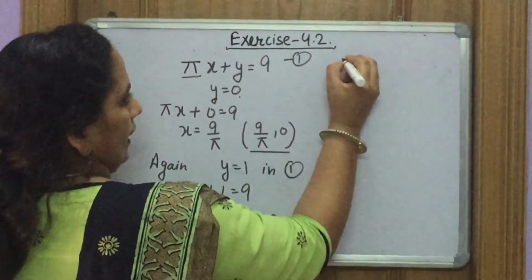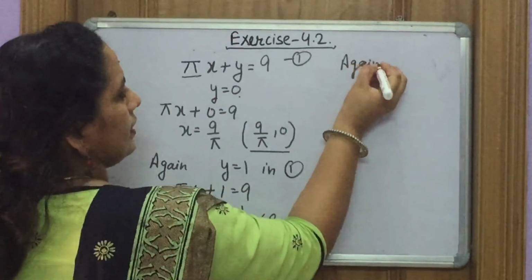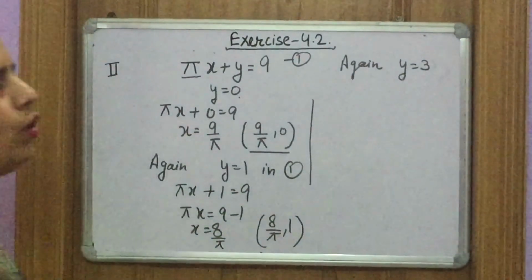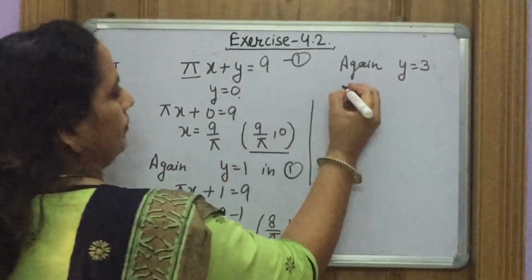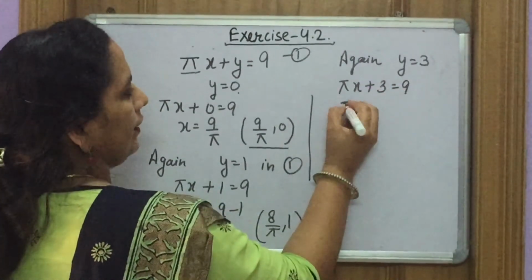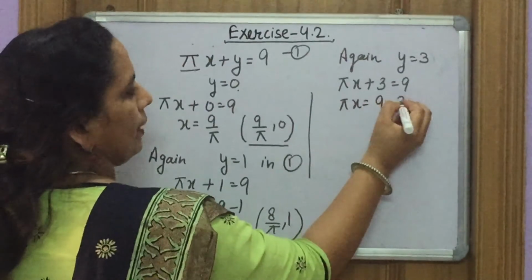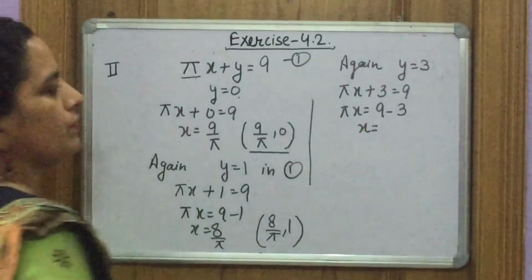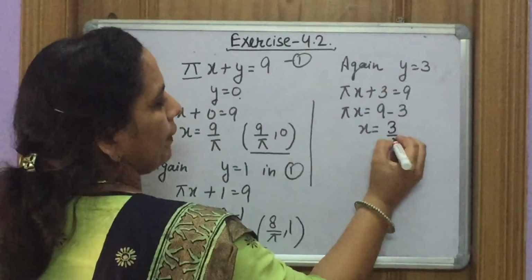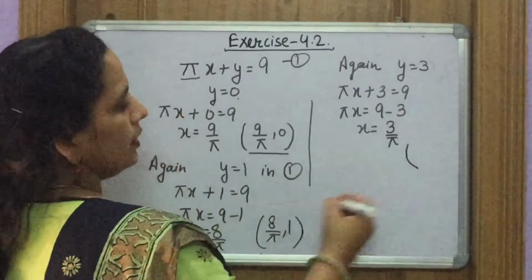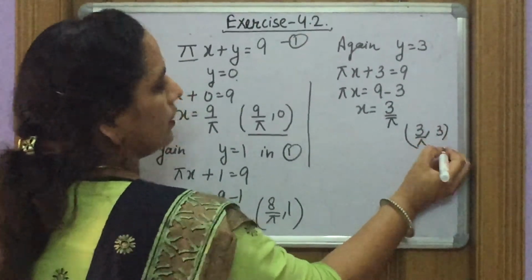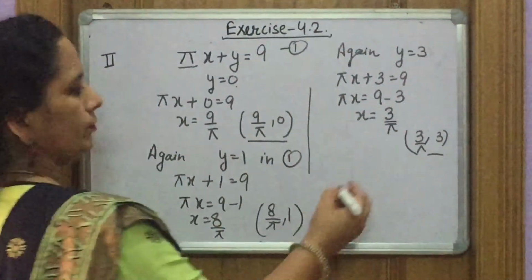Next, again follow the same procedure. Put y is equal to 3, or 2, or 10, or 20. Pi x plus 3 is equal to 9. So pi x is 9 minus 3, that means 6... so x will be equal to 9 minus 3 over pi. The multiplied term goes to the denominator. So it will be 3/pi and 3. So this is our third solution.